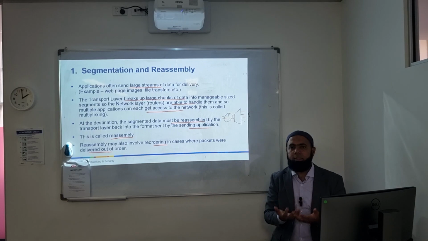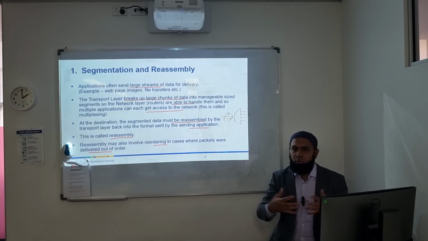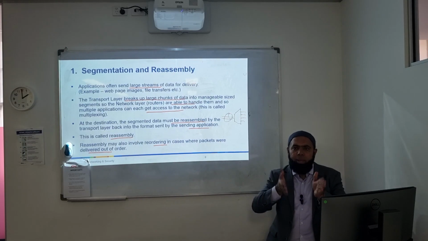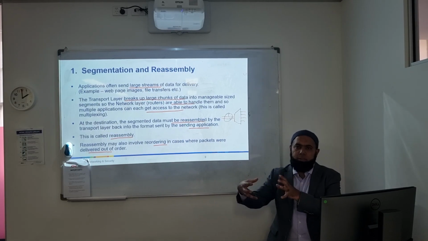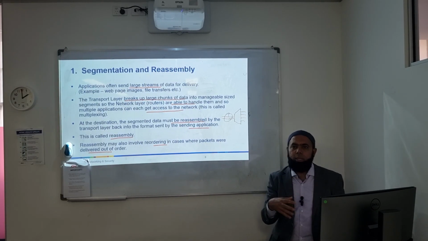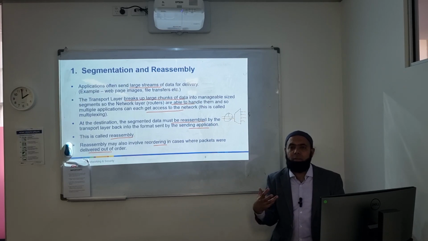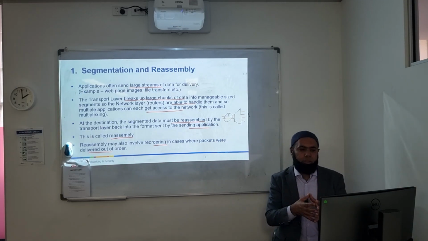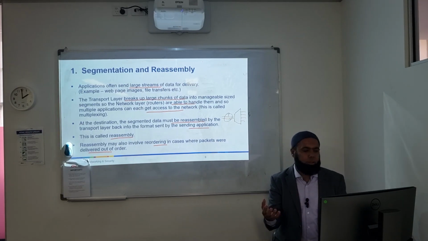So you can see that there are a few important things. First of all, the data is in a large stream. It's going like water. We need to make it in the form of small buckets, chunks, to send it over the network. Otherwise, routers are not able to handle that huge amount of data. So we make it in small packets and then send it over the network.